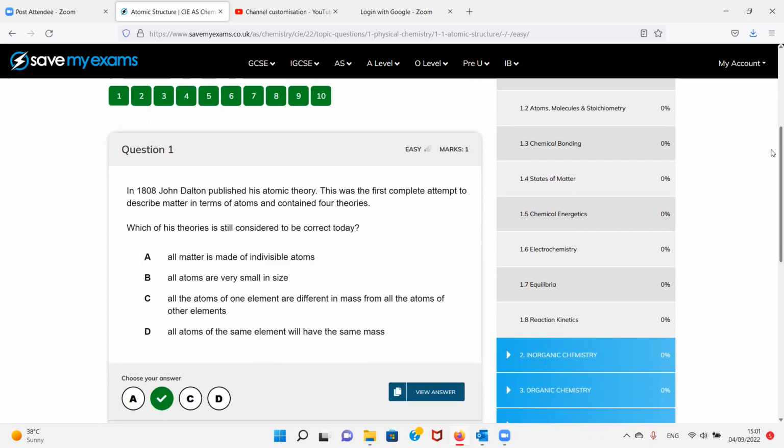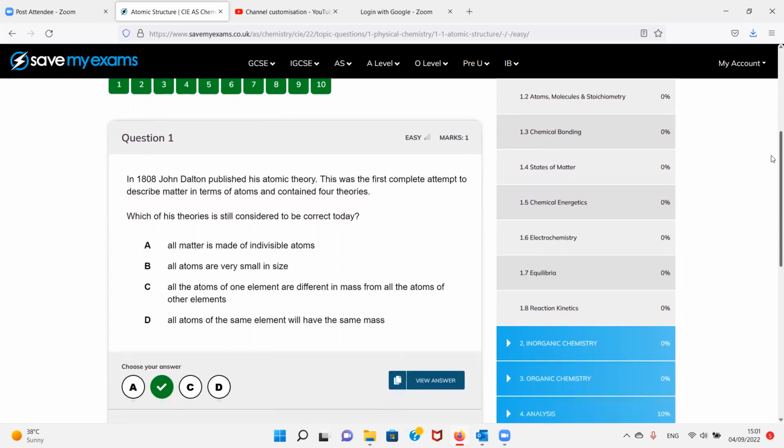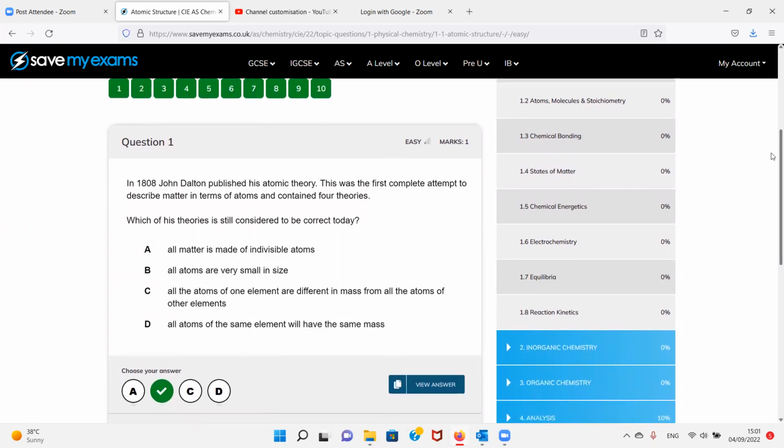So the correct answer here is B, because basically the other ones have been proven incorrect with the development of science.